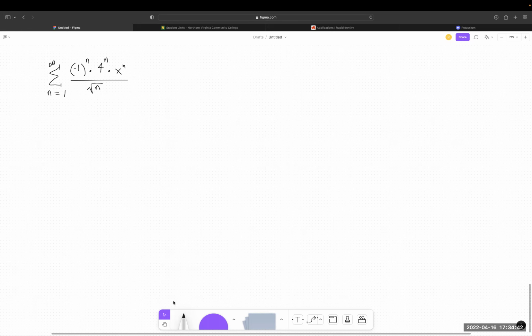It says if the a of n plus 1 is less than the a of n, and if the limit as n approaches infinity of the a of n is equal to 0, then you converge, right? But again, it goes back to the same thing where, if you're less than, we're introducing these inequalities and stuff, right?